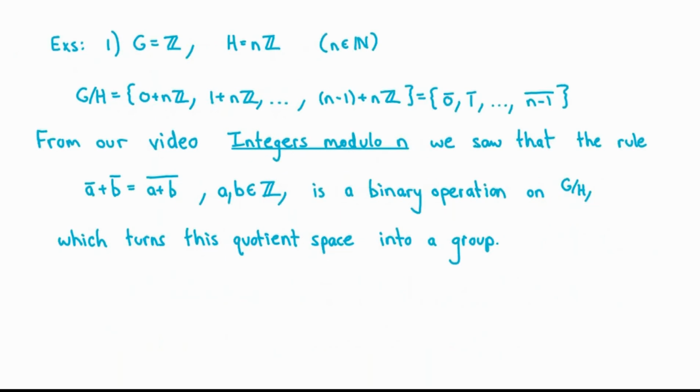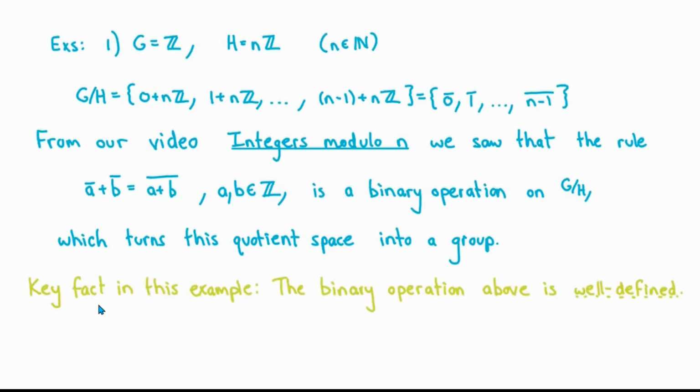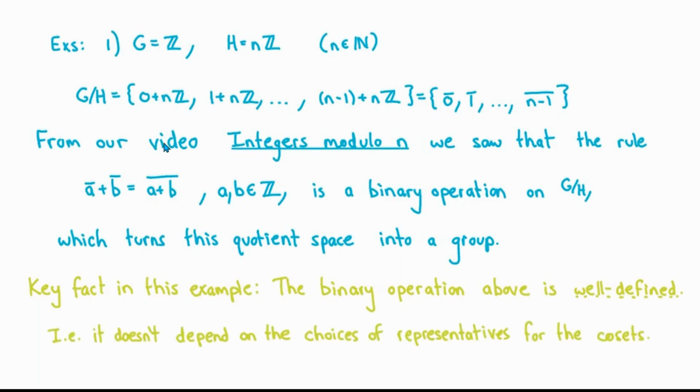Now, I'd like to remind you that the key fact in proving this was to show that this binary operation on cosets is well-defined, which here means that it doesn't depend on the choice of representatives for the cosets involved. That's something which we proved rigorously in our video on integers modulo n, and you could say it was the main ingredient in trying to turn this collection of cosets into a group in this way.